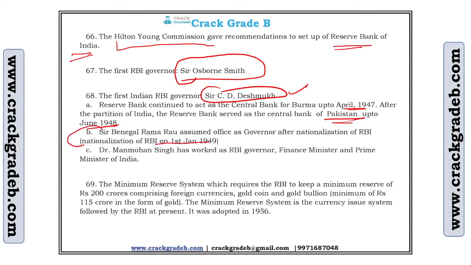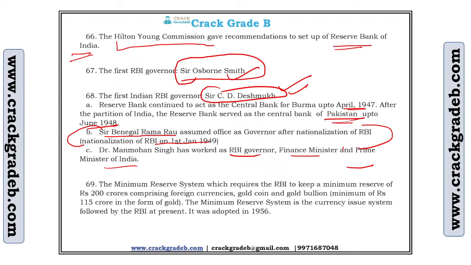Look, I can guarantee that you know the names Sir Osborne Smith and C.D. Deshmukh, but you certainly don't know this name. And you never know, IBPS can ask you this information as well, because this is also an important name, right? Dr. Manmohan Singh has worked as RBI Governor, Finance Minister, and the Prime Minister of India. So this is additional information. Most of you may be knowing it.